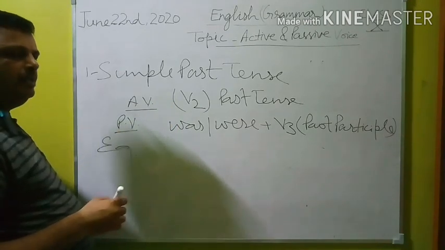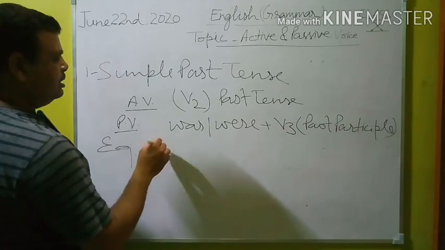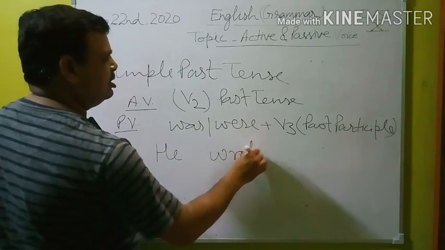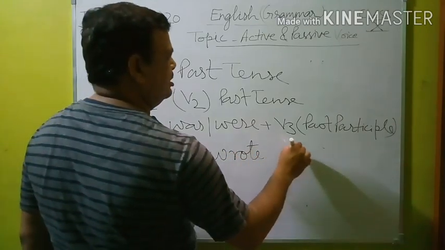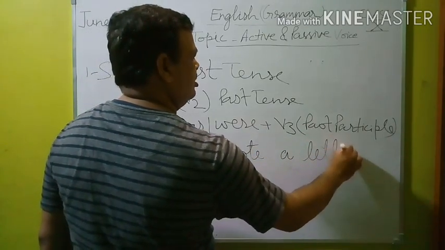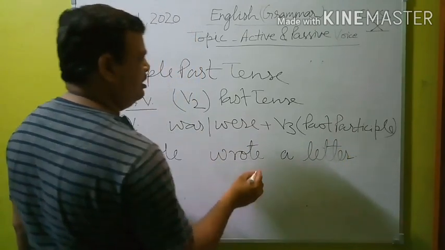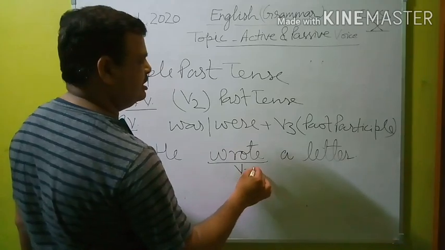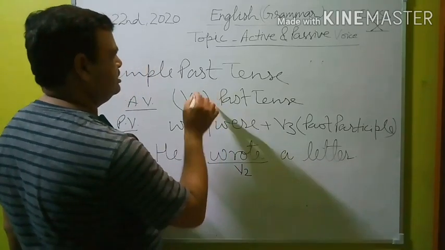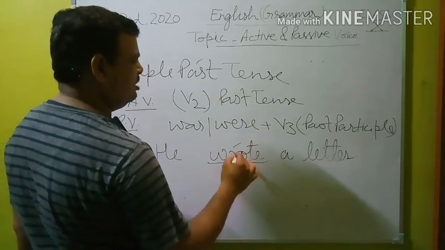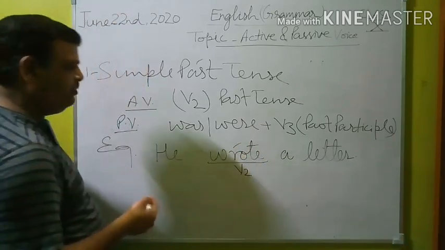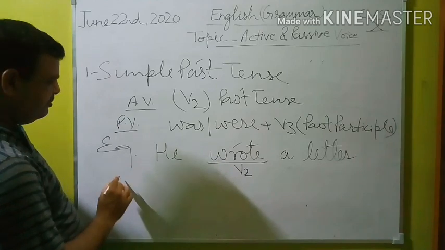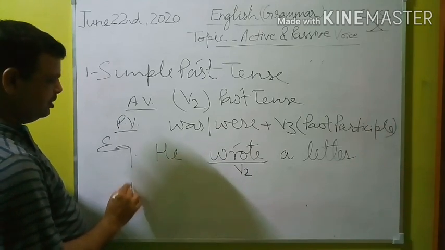Now, what is the example? He wrote a letter. You can very easily identify that the given sentence is taking the second form of the verb. It means it is simple past tense. Verb is used here in the active voice of simple past tense. So let us examine how the verb changes in passive voice.